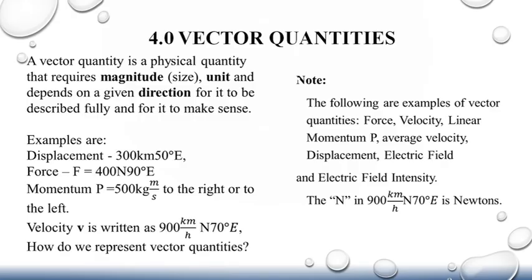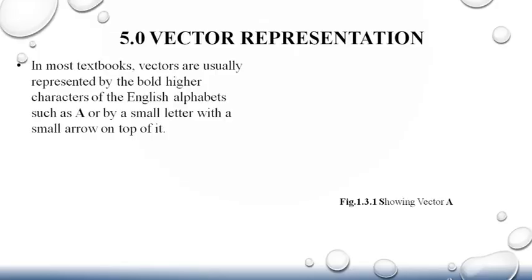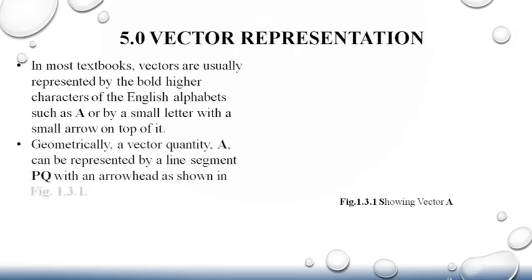How do we represent vector quantities? Vector representation. In most textbooks, vectors are usually represented by the bold, higher characters of the English alphabets, such as A, or by a small letter with a small arrow on top of it. Geometrically, a vector quantity A can be represented by a line segment with an arrow head, as shown in figure 131.